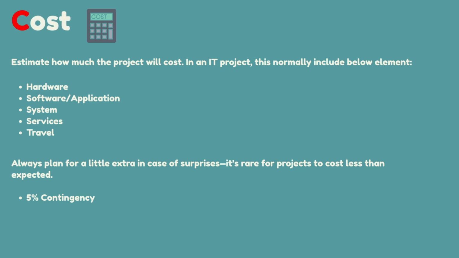Next, let's move to the cost step. In this step, you need to estimate how much the project will cost. In an IT project, this normally includes the below elements: hardware, software, application, system, services. Travel? Always plan for a little extra in case of surprises. It's rare for projects to cost less than expected, so we would suggest adding 5% as contingency too.